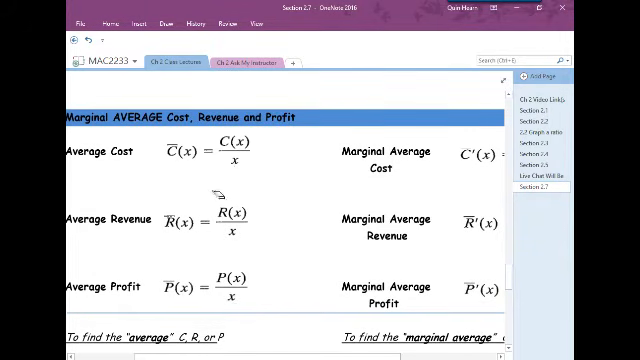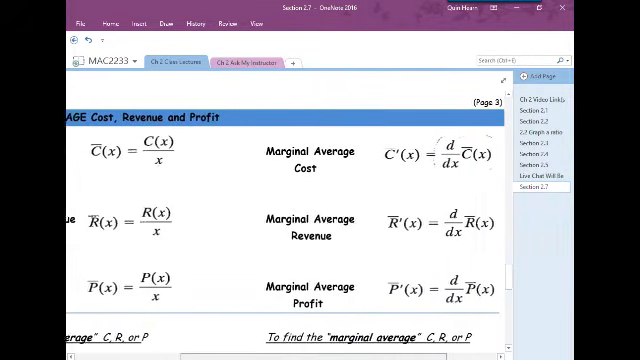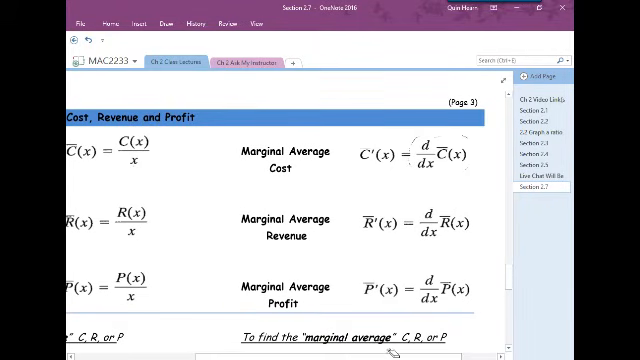So sometimes we're concerned about the average cost per unit. Sometimes we're interested in how that average cost is changing at any level of production x. So if you're asked to find the marginal average cost, you're first going to find the average cost and then take its derivative. Marginal average revenue, you find the average revenue and then take its derivative. Marginal average profit, you find the average profit and take its derivative.